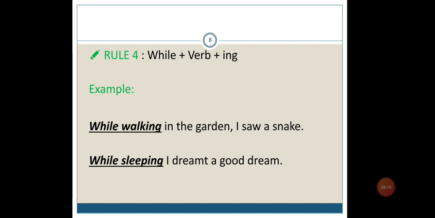Rule 4. After while we add ing with the base form of verb, while plus verb plus ing. Look at the examples below. While walking in the garden, I saw a snake. While sleeping, I dreamt a good dream.